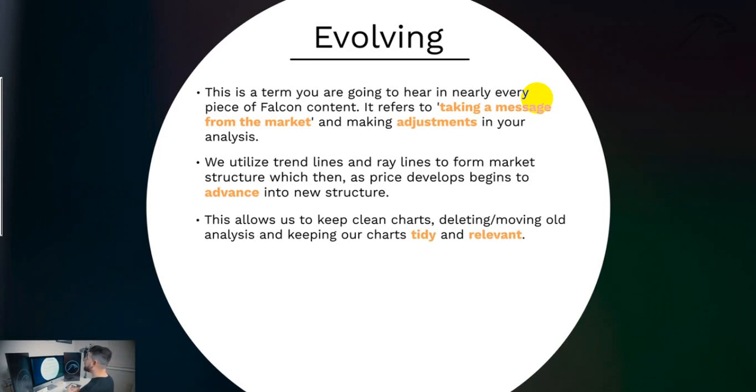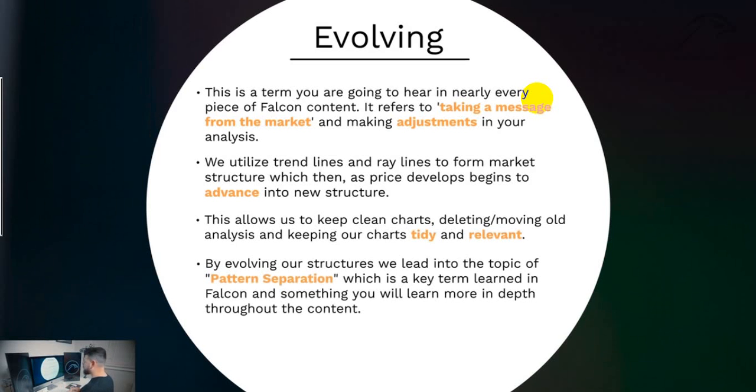We keep them tidy and relevant to what the actual price is showing us at that time, and therefore that gives us a higher sense of probability. By evolving our structures, it leads into the topic of pattern separation, which is a key term and something that you'll learn within the Falcon strategy and within the content. Pattern separation is one of the biggest things that you're about to learn, because it keeps everything relevant. And if you can keep things relevant, it gives you a much higher accuracy as to what is going to happen next.